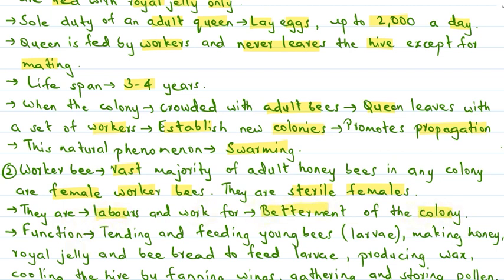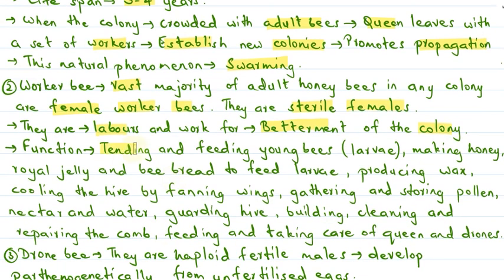So what is their main function? They help in tending and feeding young bees, that is larvae, making honey, royal jelly and bee bread to feed larvae. They also help in producing wax and cooling the hive by fanning their wings. They gather and store pollen, nectar and water. They guard the hive, and build, clean and repair the comb. They also feed and take care of the queen and drones. These are the functions performed by the worker bee.